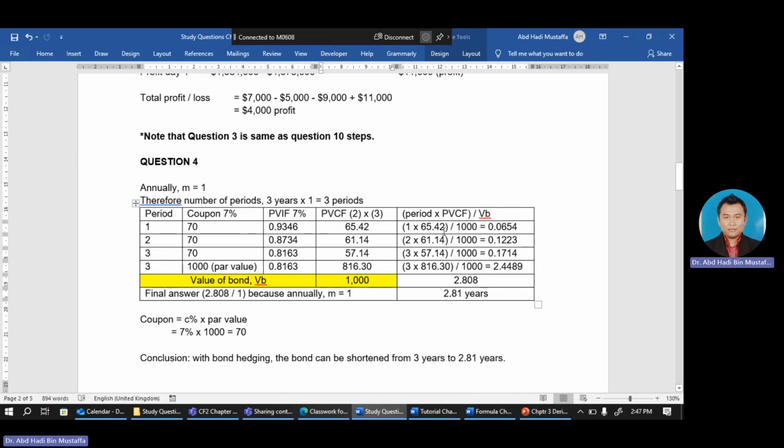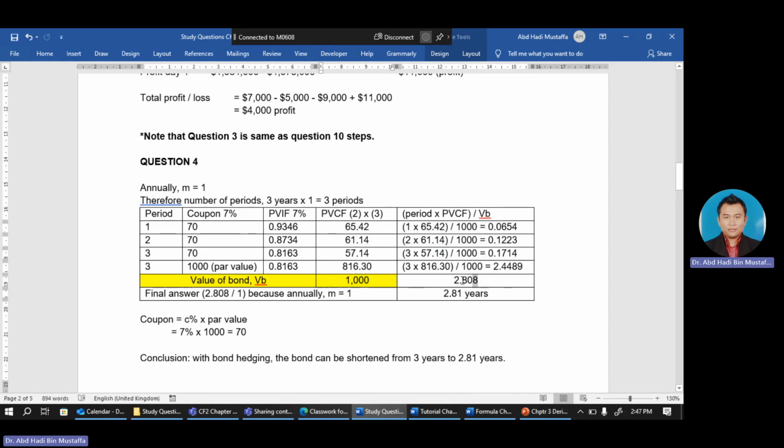The last column is quite significant: period multiplied by PVCF divided by VB. If you are in period 1, that means 1 multiplied by this column divided by this VB, so you will get this one. Same goes to period 2: 2 multiplied by this value divided by VB, 1000. Period 3 multiplied by this value divided by this value. And the last one, period 3 multiplied by this value divided by this value. So we get this one.